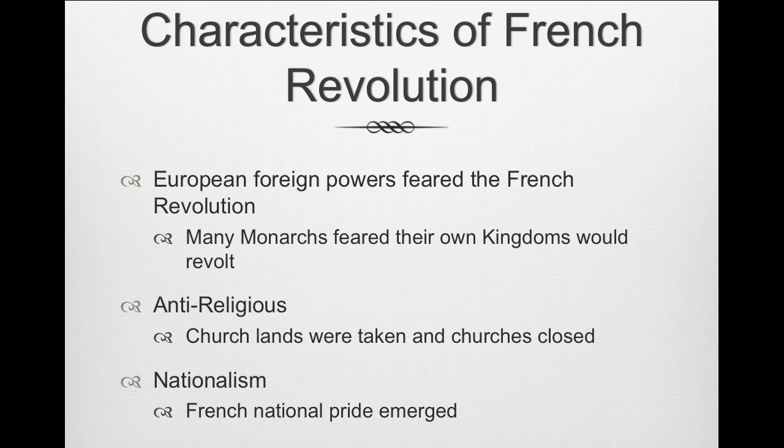For the most part, it was an anti-religious revolution. The people were losing trust in the church because the clergy was part of that first estate. And so when the revolution takes place, lots of church lands are seized and churches are shut down, and the National Assembly ends up taking those lands. So it has anti-religious undertones, and the radical portion of this revolution is very anti-religious.